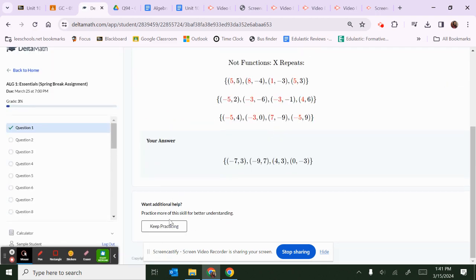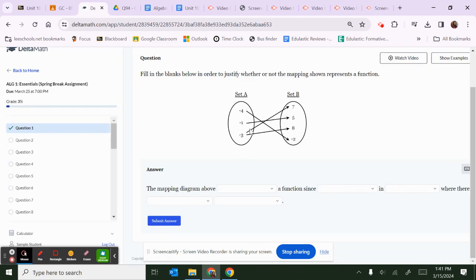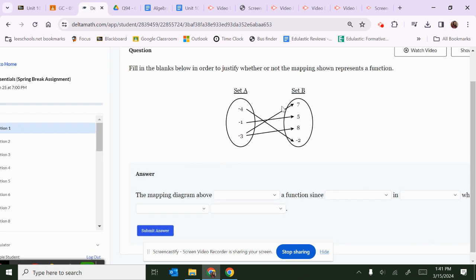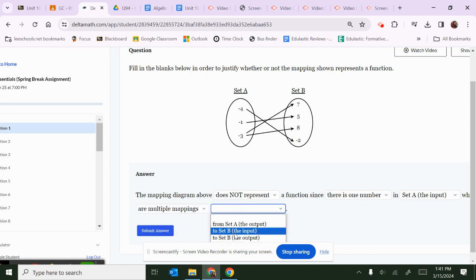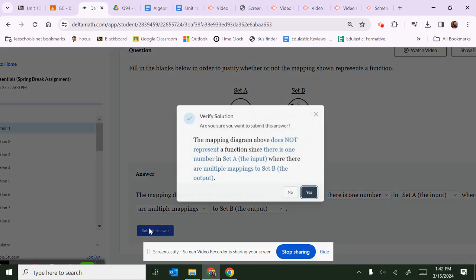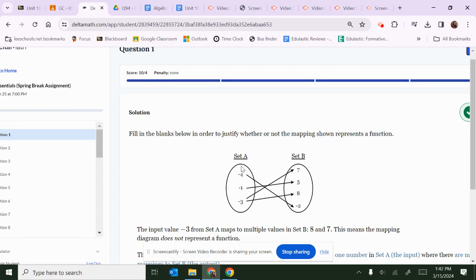So let's do our final one, guys. So function or not, guys? We see 2 arrows coming from the -3, so not, right? Because there's one number in set A, which is your input, that's going to multiple numbers in set B, which is your output. All right. So again, guys, just like that.